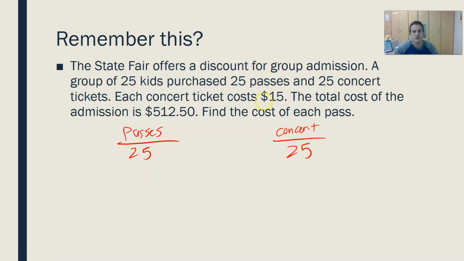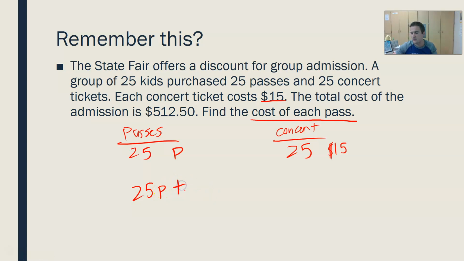Well, I'm told that the concert tickets are $15. But I don't know the cost of the passes. Well, what do I use to denote a value that I don't know yet? I use a variable. Let's go ahead and use P for passes. I don't know how much the passes cost, so I'm going to use P to represent the passes. So I have 25 passes at some dollar amount. I don't know how much.